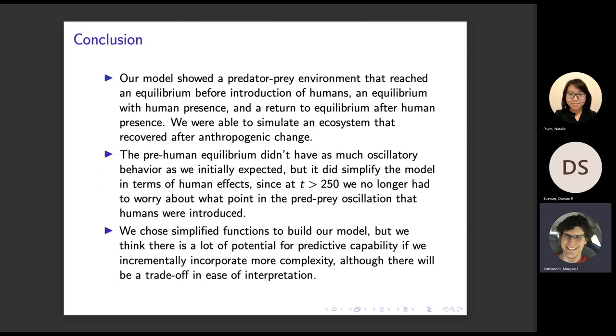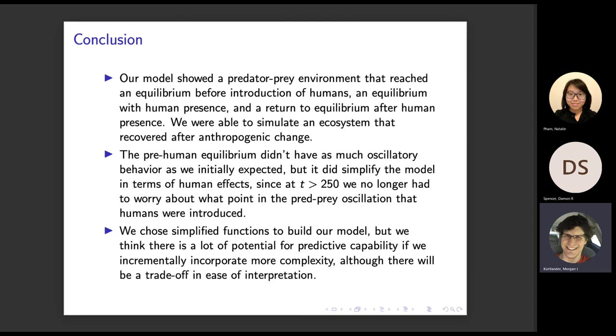The pre-human equilibrium didn't have as much oscillatory behavior as we initially expected, but it did simplify the model in terms of human effects, since after 250 weeks, we no longer had to worry about what point in the pred-prey oscillation cycle that humans were introduced. For instance, it could have had a different effect depending on if humans had been introduced at a peak of prey population as opposed to when it bottoms out.